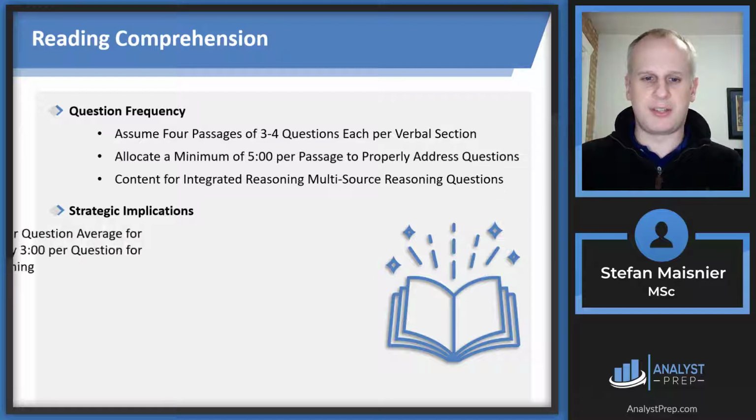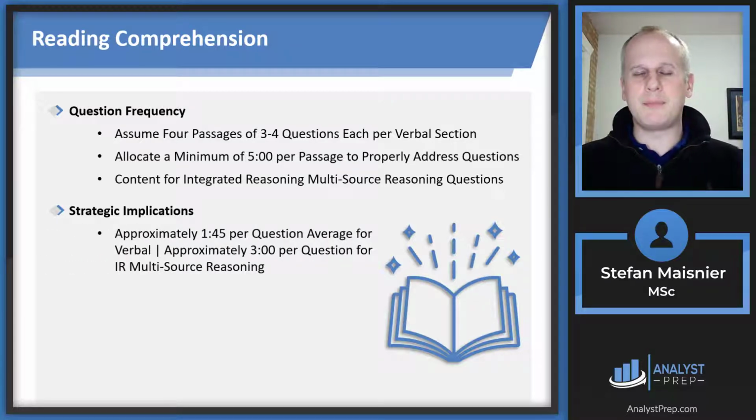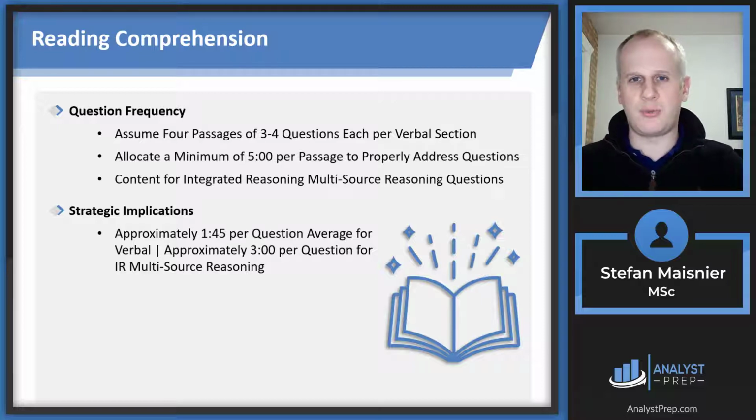Now, your strategic implications. You want to spend approximately a minute 45 per question within the verbal as it pertains to reading comprehension. This is the closest to the average for each question on the verbal section in total. Each question on the verbal should take somewhere around a minute 48, a minute 50, and in reading comprehension you want to be most closely aligned with that minute 50 or just a little bit less, for the 65-minute verbal section.